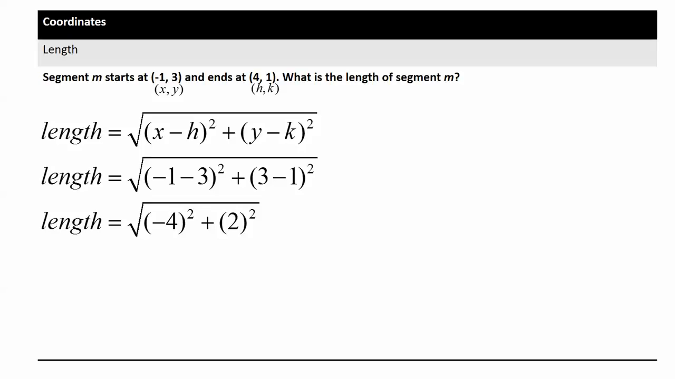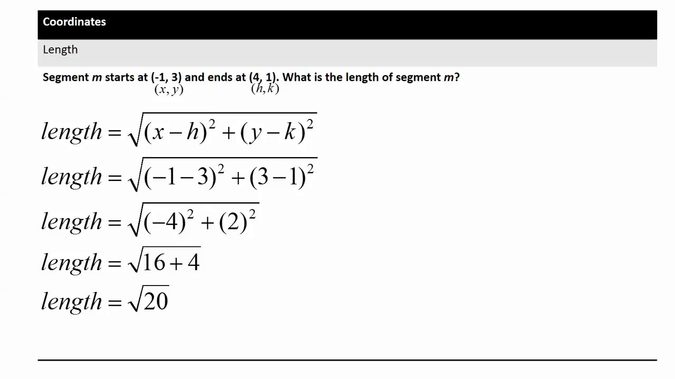So when we square these terms, remember that a negative squared becomes a positive. So the length is going to equal the square root of -4 squared, which is positive 16, plus 2 squared, which is 4. Simplifying, we find that the length equals the square root of 20. At this point, we have two options.